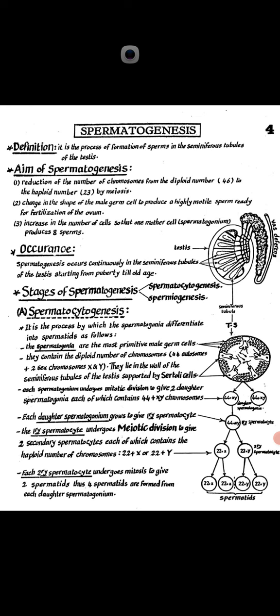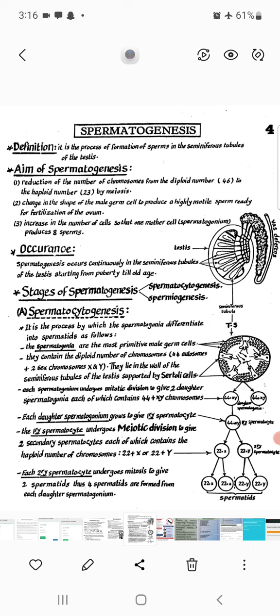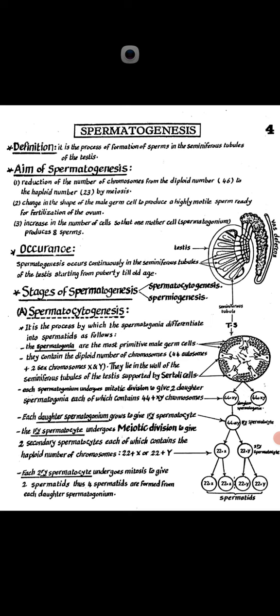Spermatocytogenesis is a process by which the spermatogonia differentiate into spermatids as follows. Number 1, the spermatogonia are the most primitive male germ cells. They contain the diploid number of chromosomes, 44 autosomes plus 2 sex chromosomes, X and Y. They lie in the wall of seminiferous tubules supported by Sertoli cells. Each spermatogonium undergoes mitotic division to give two daughter spermatogonia, each of which contains 44 autosomes plus XY chromosomes.